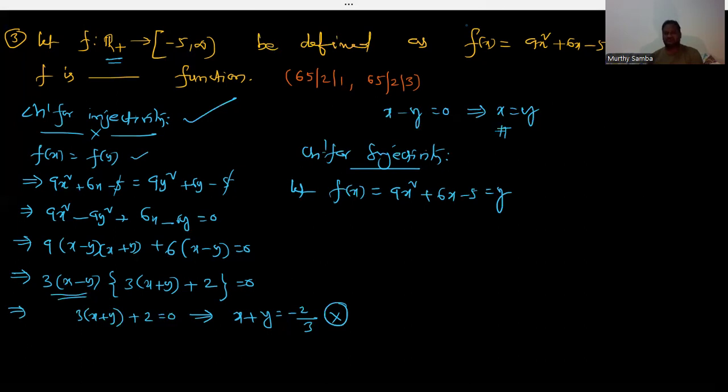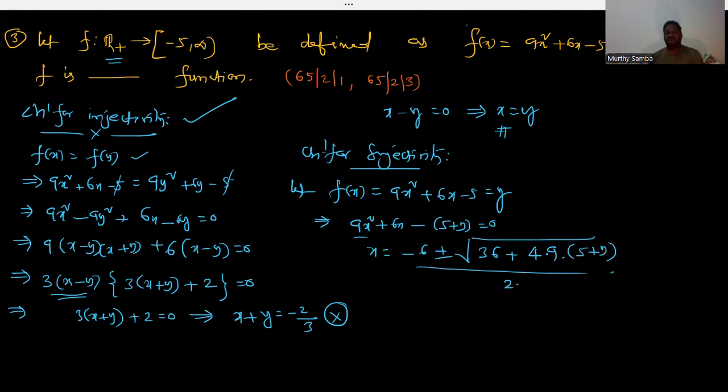As it is a quadratic function, you can make it as 9x squared plus 6x minus 5 plus y is equal to 0, right? Now I am going to use the quadratic formula to find the value of x. So x is equal to minus b, that is minus 6, plus or minus root over b squared, that is 6 squared, 36, minus 4 into a, which is 9, into c, which is this entire thing. But c has a negative sign, negative of negative is positive, so 5 plus y. Whole divided by 2a, right? So 2a is nothing but 2 into 9.